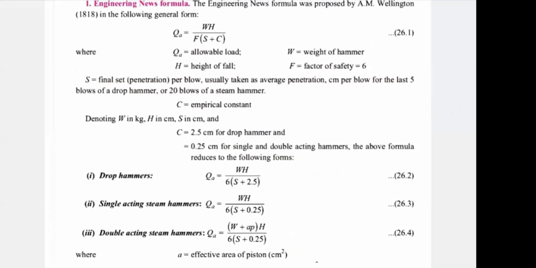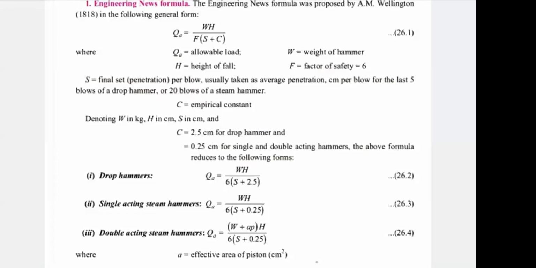Okay, now the single acting steam hammer. If you are using a single acting steam hammer, it is one of the types of hammer. Remember the different types of hammer you should use. The drop hammer, single acting steam hammer, and double acting steam hammer are used to insert your pile into the ground. So remember this basic thing. QA is nothing but WH divided by 6 into S plus C. What is C? C, the value for single and double acting hammer, is 0.25.